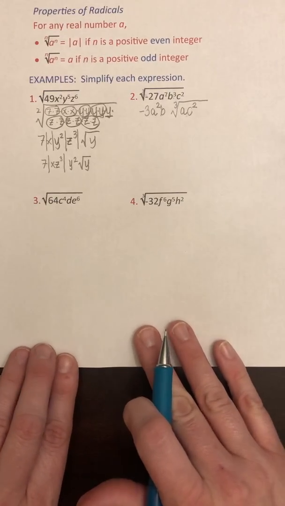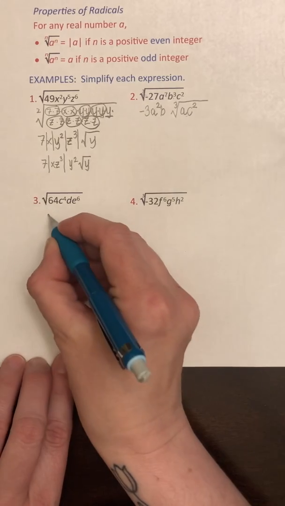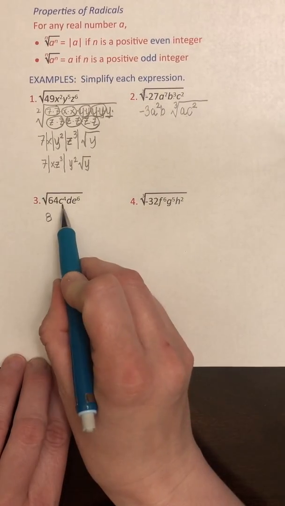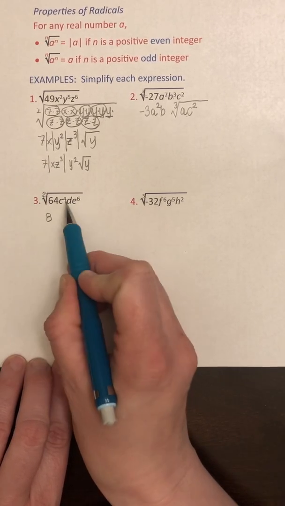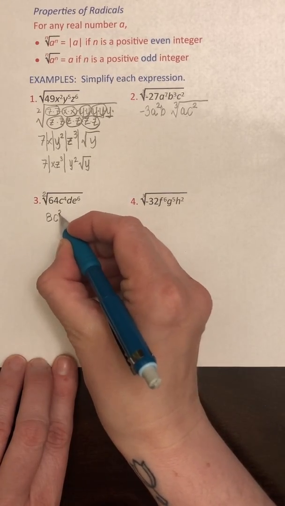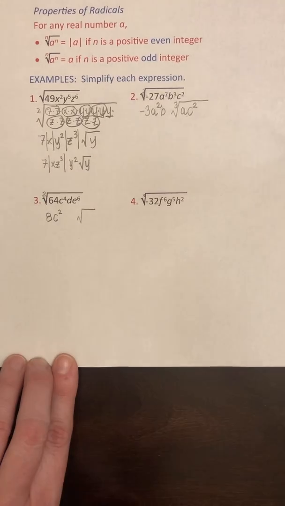All right, number 3, we have again an even index. Square root of 64, that's a perfect square. We're going to take 8 out. For the c's, we have 4 of them. Remember, our index is a 2. 2 can go into 4 2 times. That means we get to take out 2 c's, and there would be no remainder, so there's going to be no c's left underneath the radical.